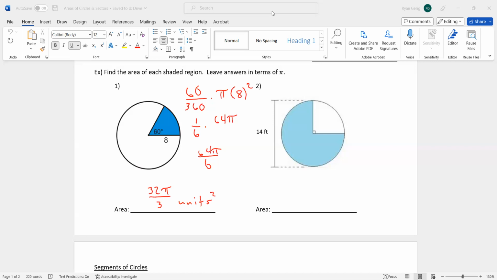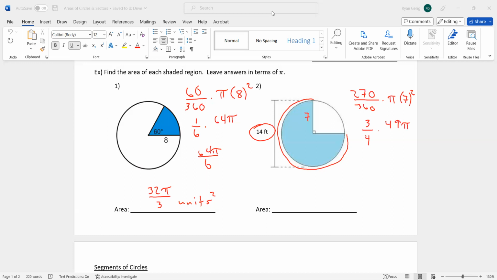Right. Next one, the measure of the arc is not 90. A lot of people look at that and say 90. That's the unshaded. We want to go from here around this way, which is 360 minus 90, or 270. Times pi. The radius here is 7. Hopefully you caught that. The 14 is the diameter, so the radius is 7. So I got 3/4. 270 over 360 reduced to 3/4 times 49 pi.